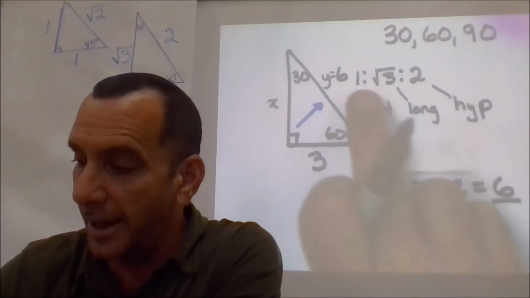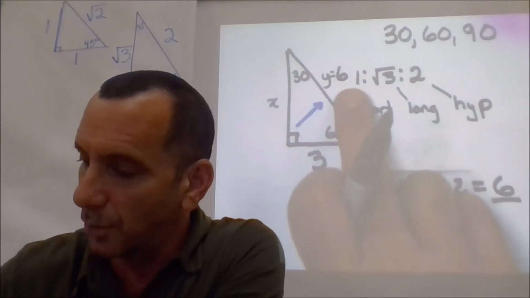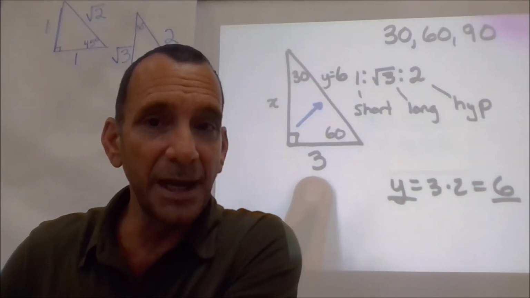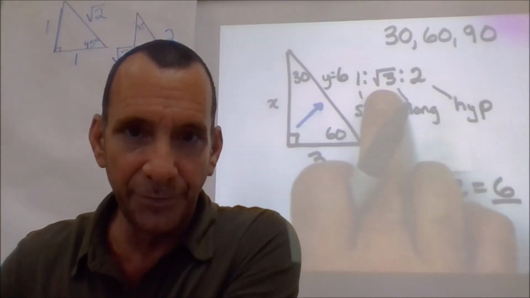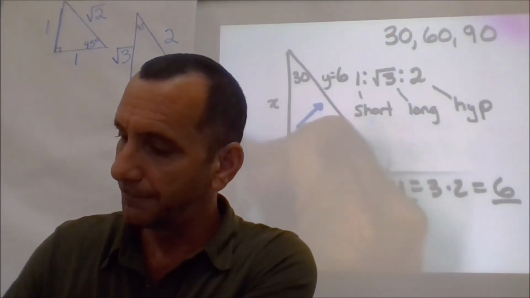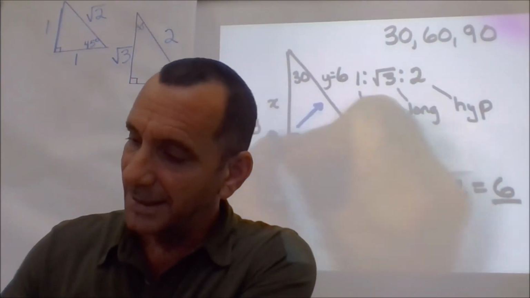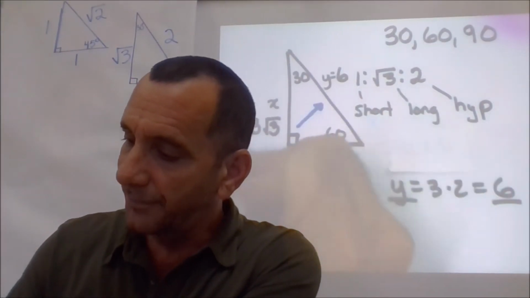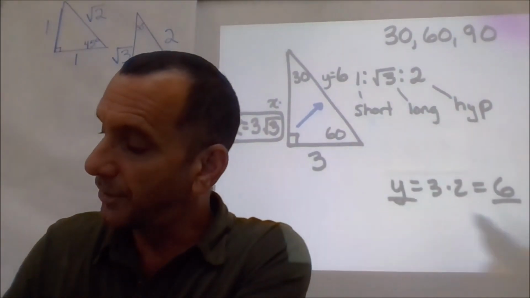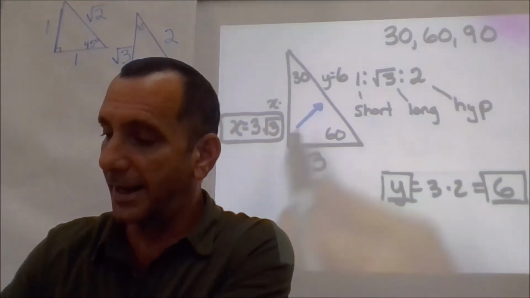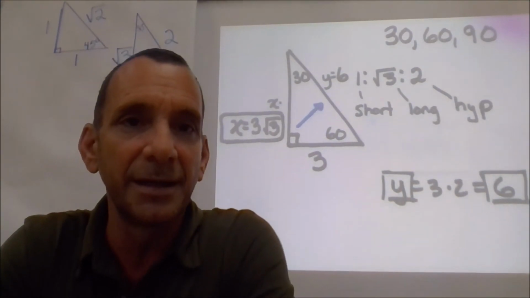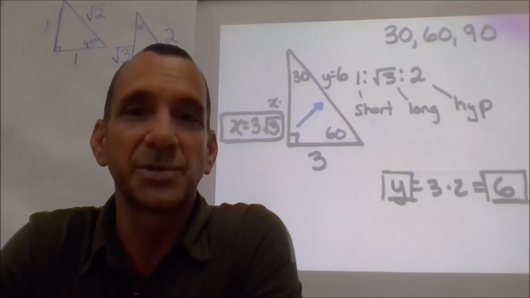Now I've got to get the long leg. What's the relationship between the short leg and the long leg? It looks like the short leg times the square root of 3 will get us the long leg. So I'm going to write x equals 3 times the square root of 3. It's the short leg times the square root of 3 will give you the long leg. So I've got my y, my hypotenuse, always double the short leg, and the long leg is square root of 3 times the short leg.